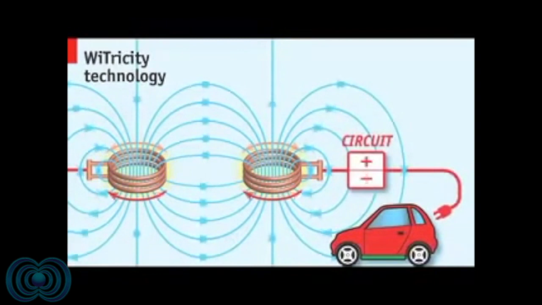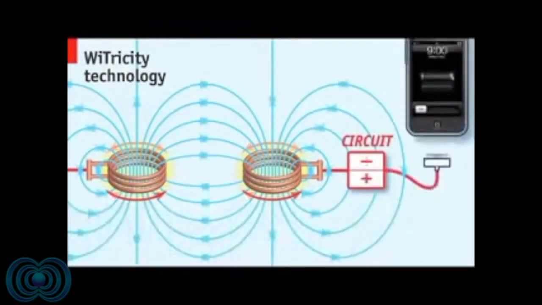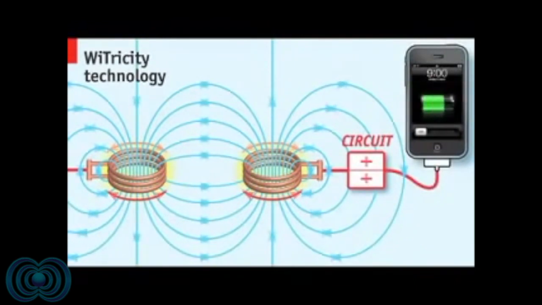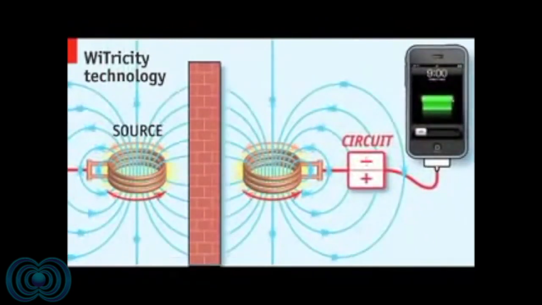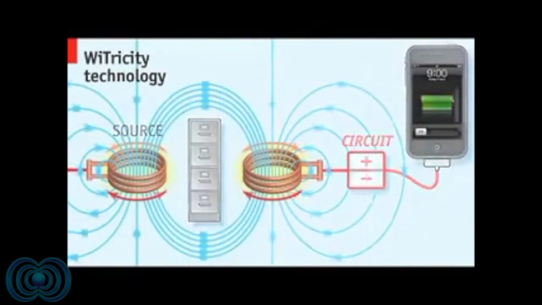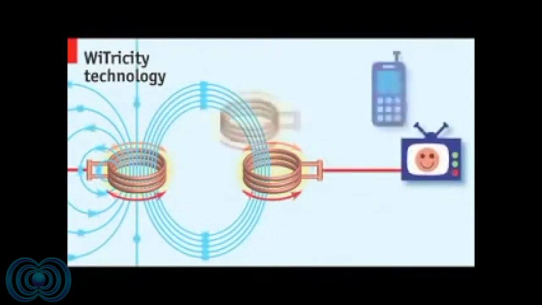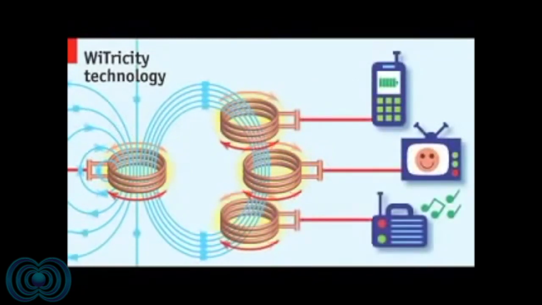By attaching the second coil to a device, such as the battery of an electric car or a mobile phone, this current can be made to do useful work. The source can be either centimeters or meters away from the device being powered and can deliver power through walls or around metal obstacles. The power can even be distributed across multiple devices at once. So by a simple trick of physics, power is transferred wirelessly.